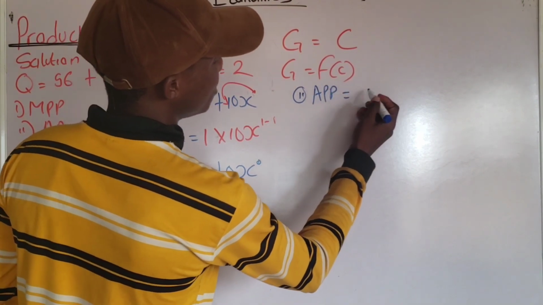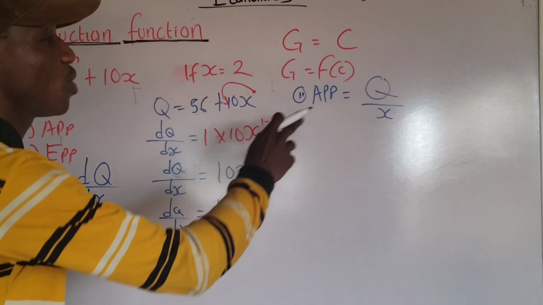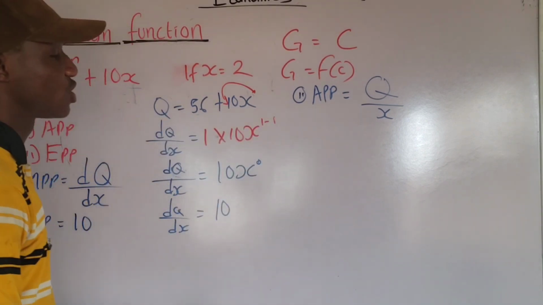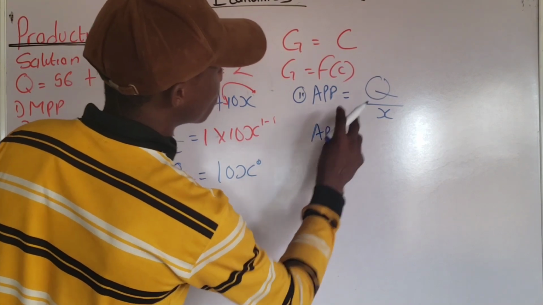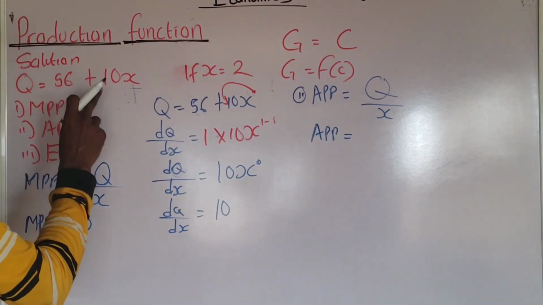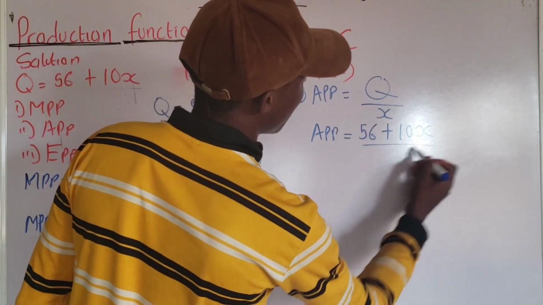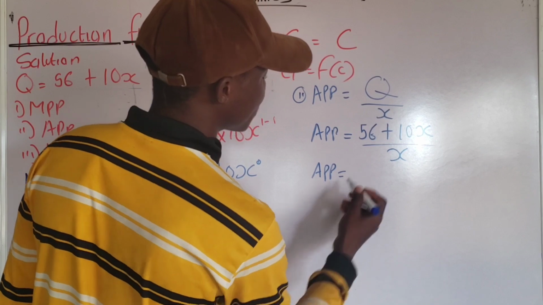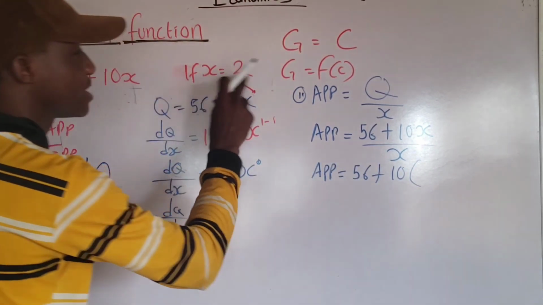APP is equal to Q all over X. The reason why I use Q over X is that Q is the output and X is the input. So in this case, APP is equal to Q, and Q is 56 plus 10x. So I'm going to have 56 plus 10x all over x. The APP, which is the average physical product, is 56 plus 10 multiplied by x, where x is 2. You understand?